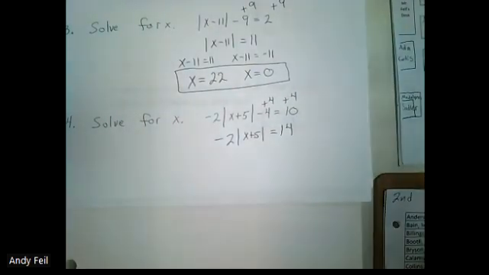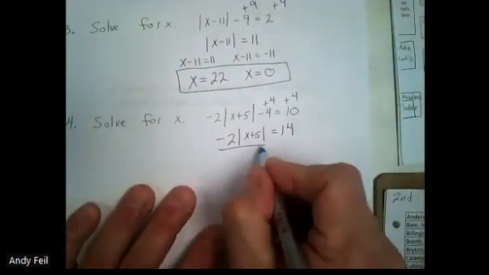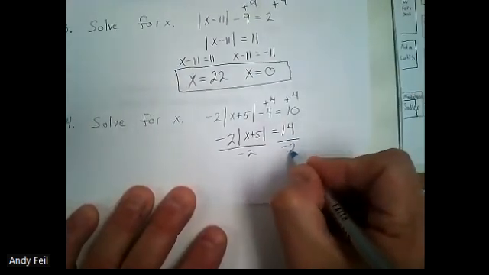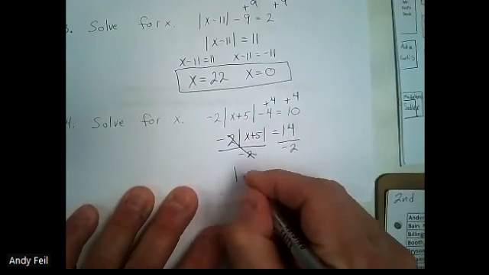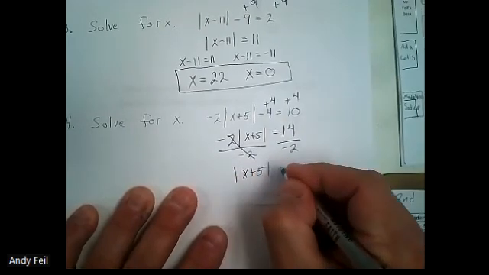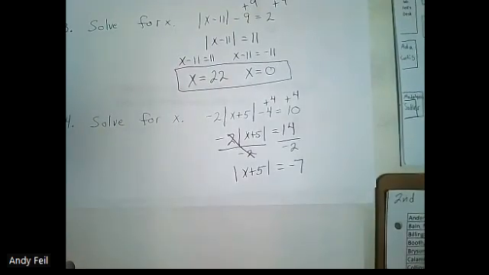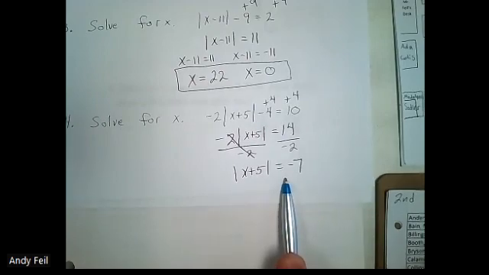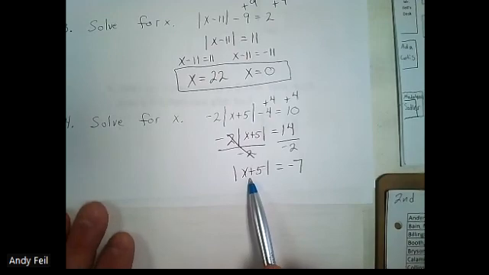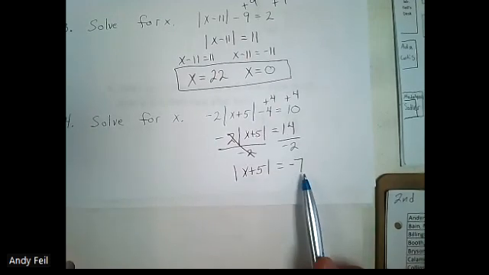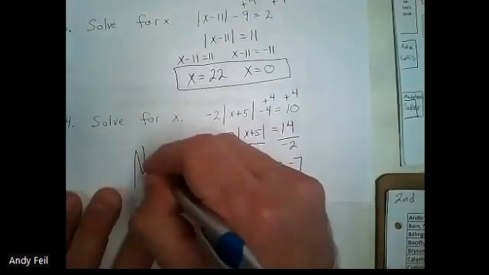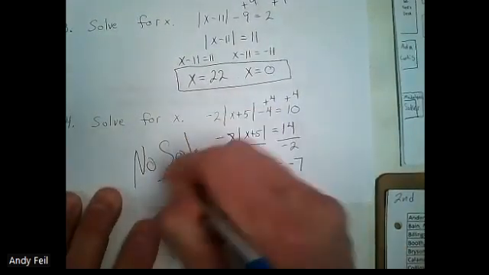Now divide both sides by negative 2. Oh, look, it equals a negative. The absolute value of x plus 5 equals negative 7. And this causes Henry to have a problem. Why? There is no solution. Because there is no solution. Can the absolute value be negative? Now, what if this said positive 7? That would be two solutions. Then you would figure out your two answers, but this one has no solution.